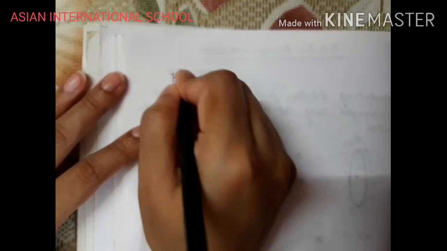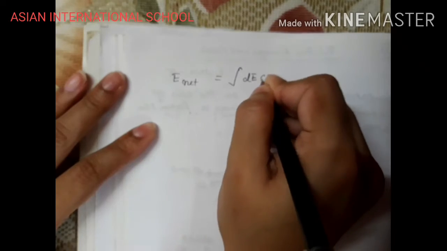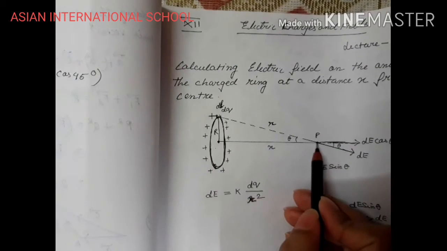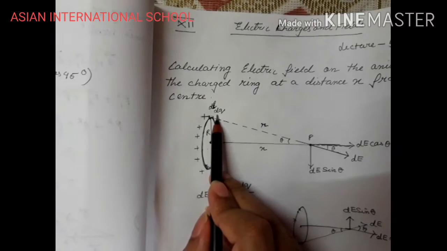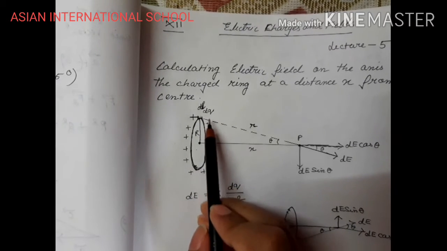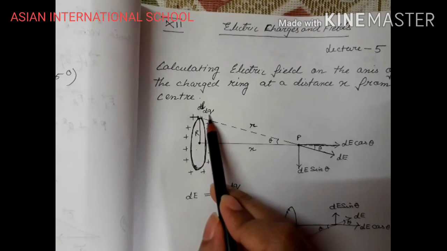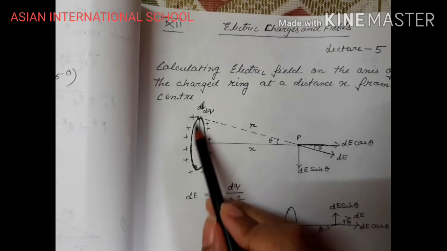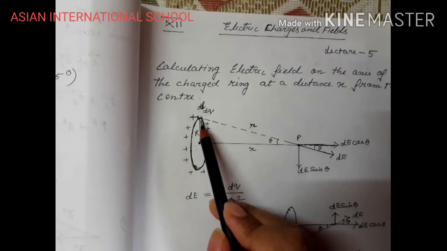Okay, so E net, the electric field, is dE cos theta. What are we trying to do? We are trying to find the electric field for this small elementary charge dq. Then we will integrate over dq, and we will get it for the whole ring. If we integrate dq, we get the total charge capital Q. We are not going into the more complex lambda dl treatment.